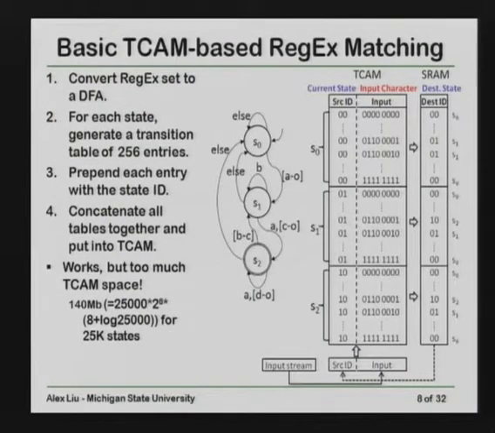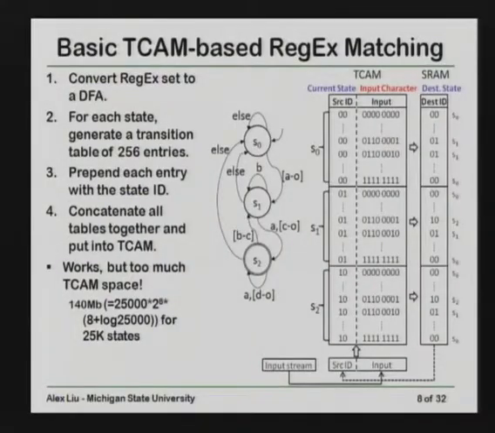So let's first take a look at the very basic TCAM-based regular expression matching. This is a very simple DFA. We first convert a regular expression set to a DFA. There are standard algorithms to do this conversion. Then for every state, we can generate a transition table of 256 entries. Here we assume every character is 8 bits, so you will have 256 entries, right?